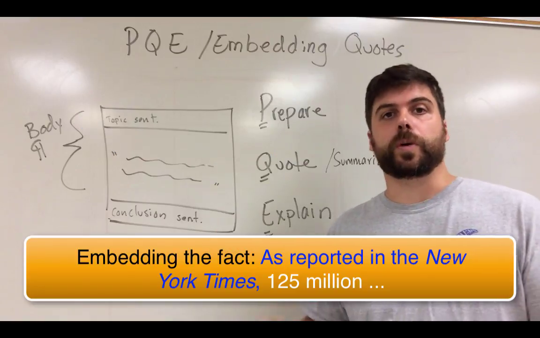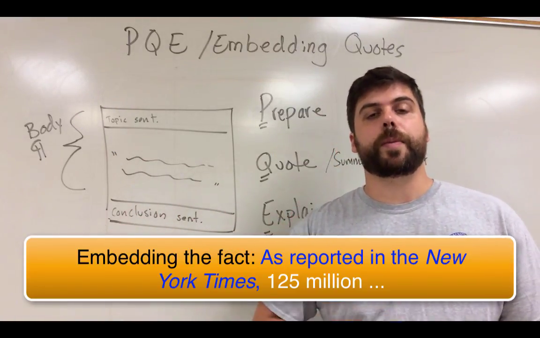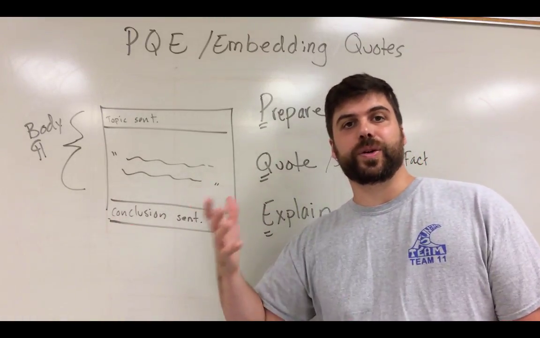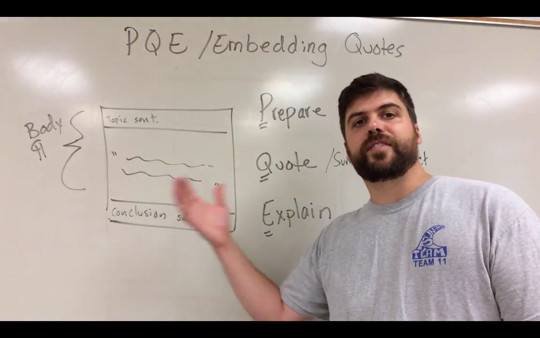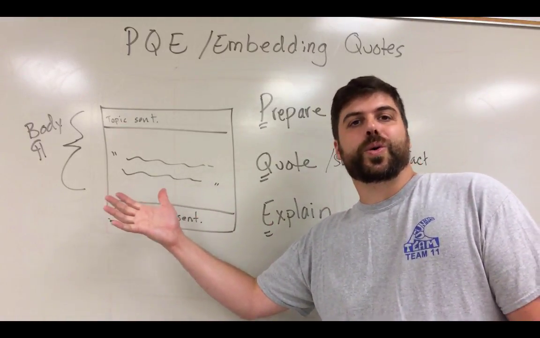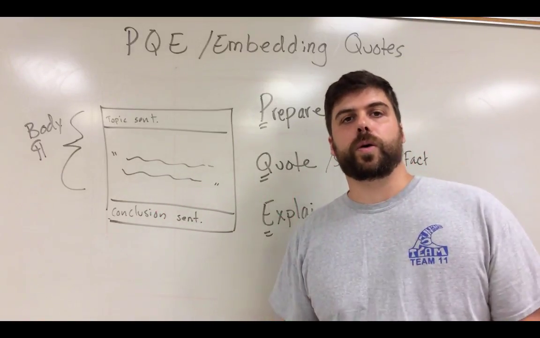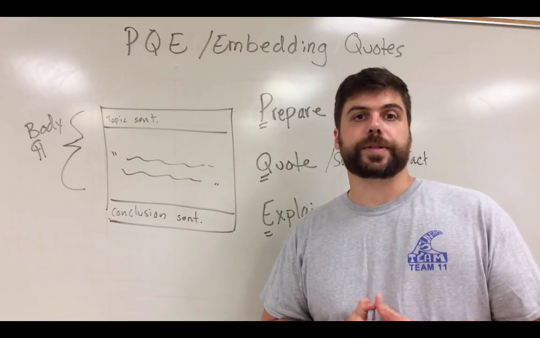Or you could just say it was published in a major newspaper that, or it was found at, or according to so-and-so of the New York Times. That's what embedding is. It starts the quote or the fact with a little bit of your own words before you give the quoted material that comes directly from another source.